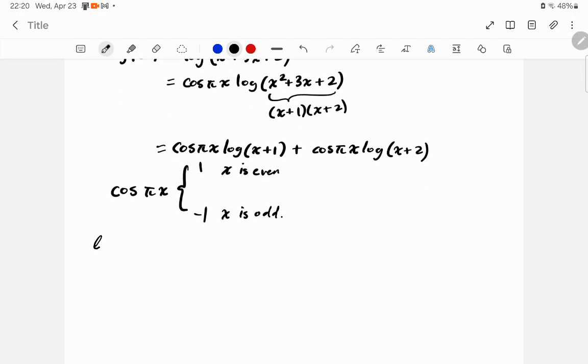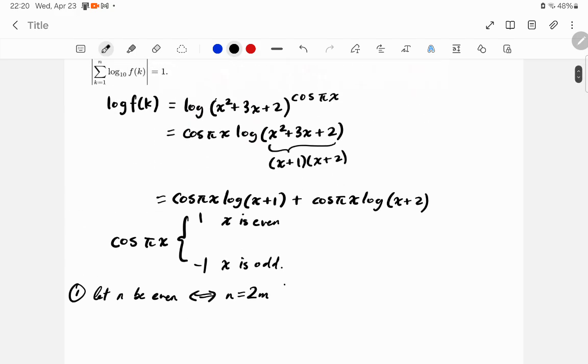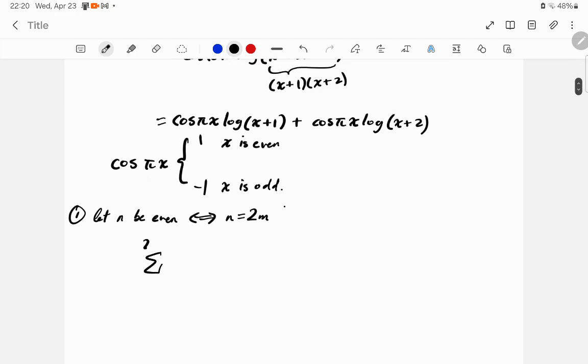I'm going to first let n be even. Okay, so that's our first case. So therefore, I'm going to write n as 2m for some integer m. Okay? So this is going to turn to the expression of the sum from k equals 1 to 2m of cosine pi k log of k plus 1 plus cosine pi k log of k plus 2.